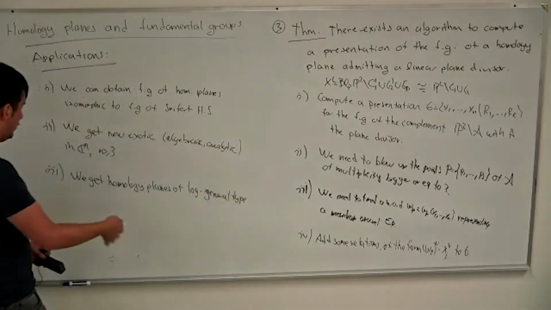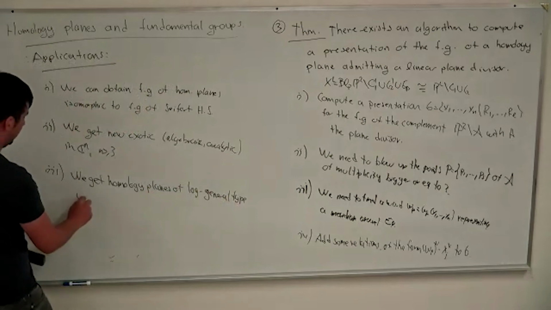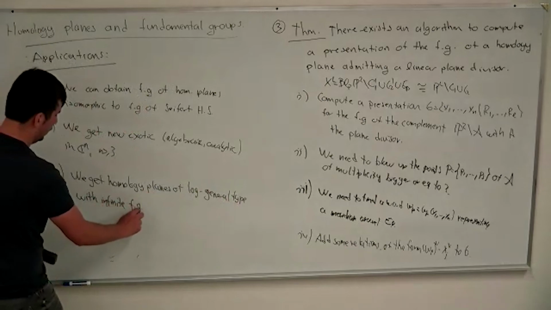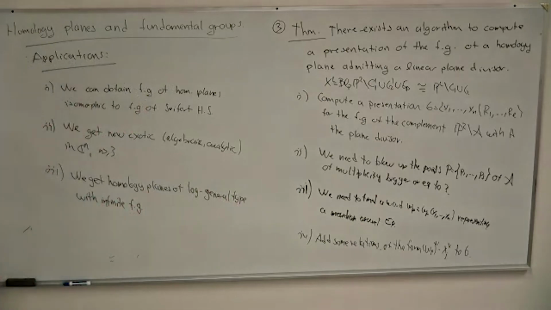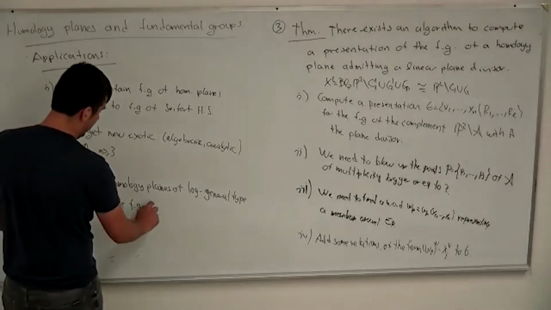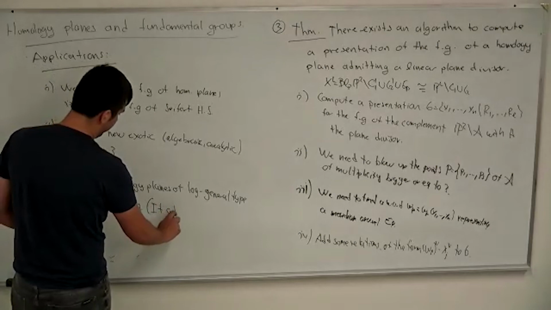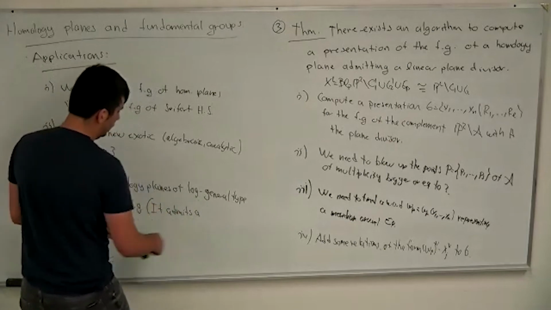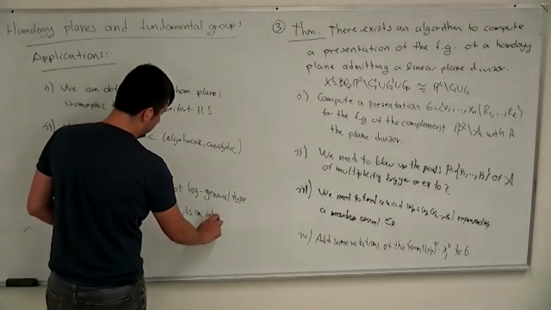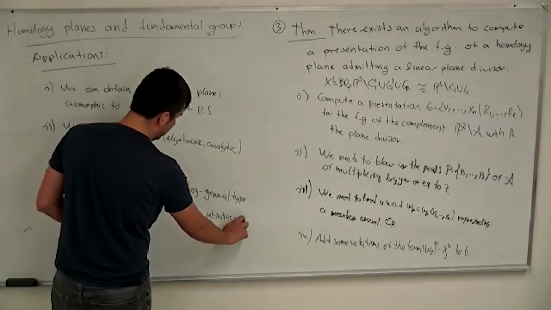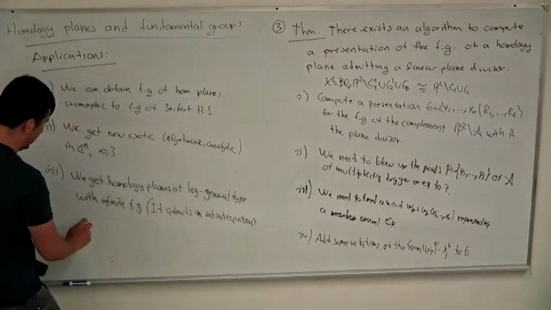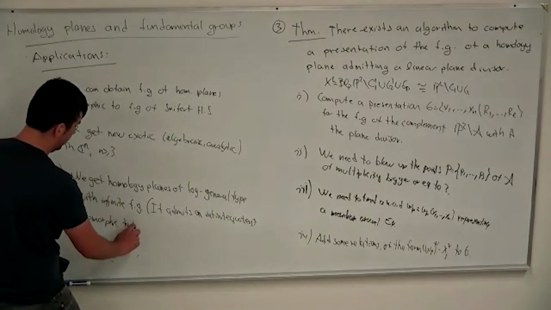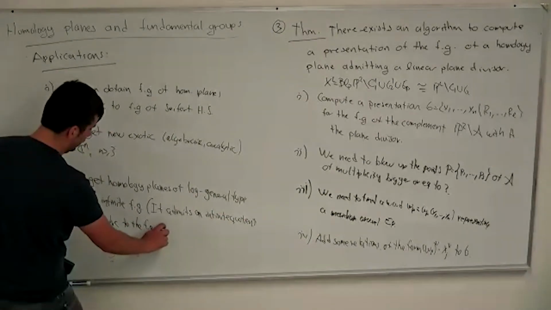So the logarithmic Kodaira dimension is 2 with infinite fundamental group. And actually the way of proving that this fundamental group is infinite is that it admits a quotient, an infinite quotient that is isomorphic to the fundamental group of an orbifold curve.